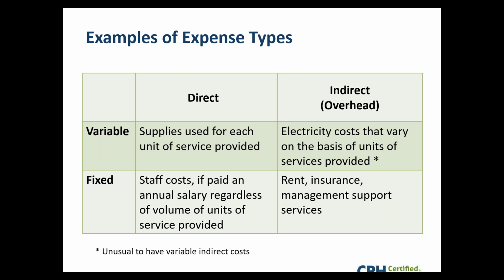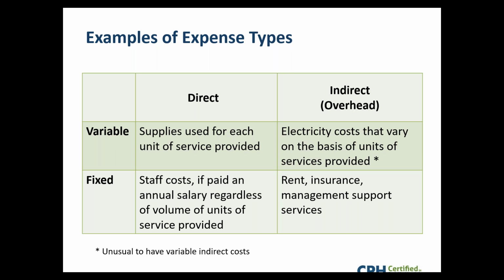Those are fixed costs. So you can have direct variable costs. An example of that are the supplies used for each unit of service provided, right? So immunizations, I think, are a good example, right? So you have a syringe. Those are direct costs, expenses, because you're using it to deliver the immunization, that syringe, but it's variable. You use more every time you do the immunization, and the more and more are used, the more services you deliver.